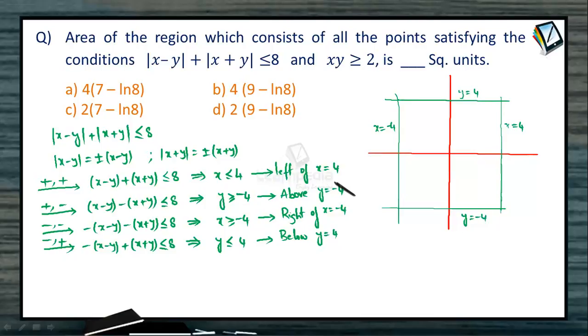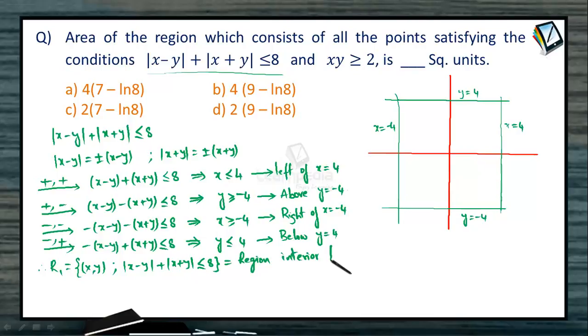So if you clearly observe, the region bounded by the first inequality, modulus of x minus y plus x plus y less than or equal to 8, is a collection of all (x, y) satisfying that inequality. It is the region interior to the square formed by the lines x equal to plus or minus 4 and y equal to plus or minus 4.